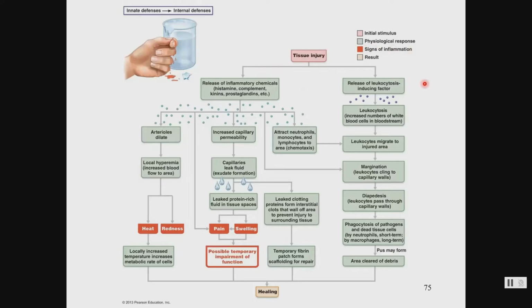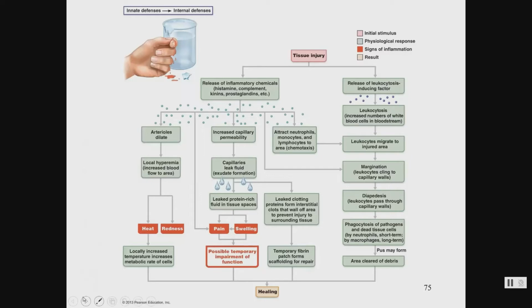Other things, in inflammation, we get release of leukocytosis inducing factor. So we're going to get leukocytosis, because I told you that white blood cell count is going to be regulated. We've got maintenance numbers, but also when there's an infection, that count goes up. We get those leukocytes going to the area. Margination is when they stick to those walls of those vessels. Diapedesis, they squeeze through. And then we get phagocytosis, so the area is cleared. So hopefully that kind of helped put that all together for you.